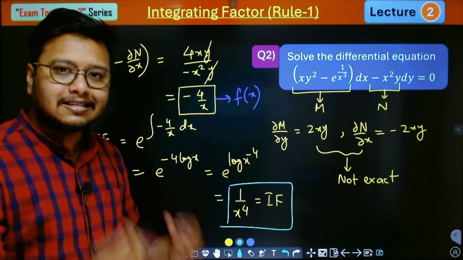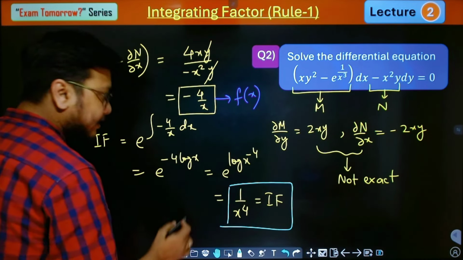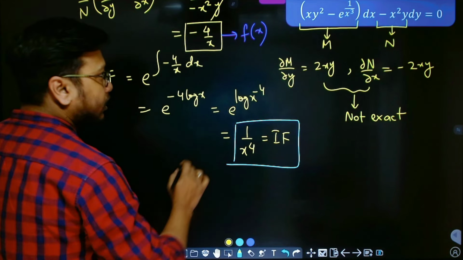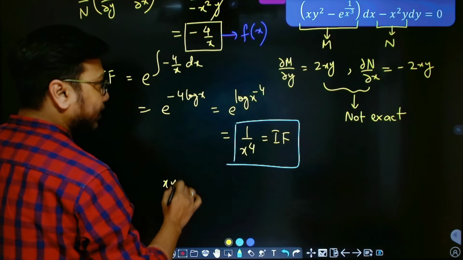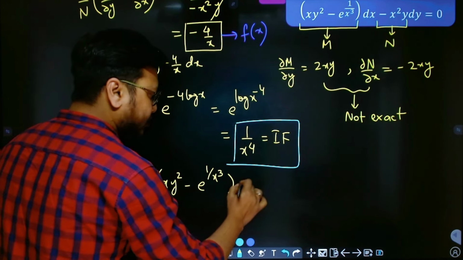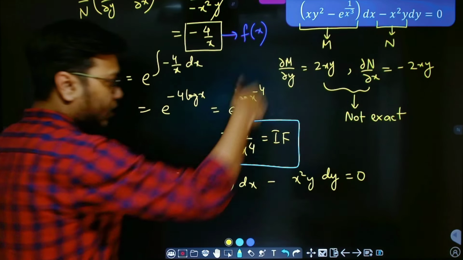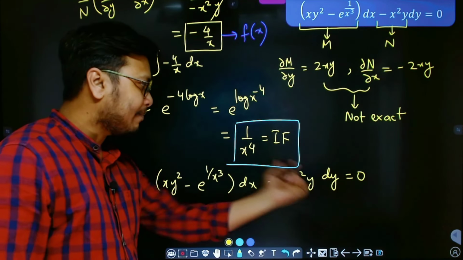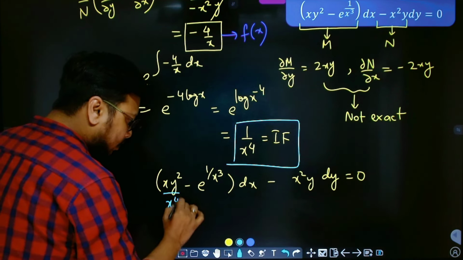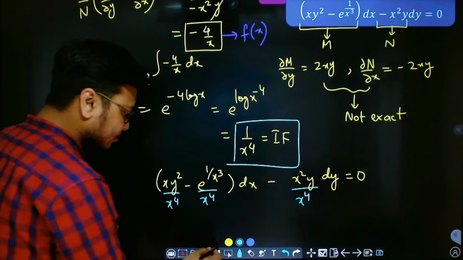So now again, same as before, we're going to multiply the integrating factor on both sides of the given differential equation. So if I multiply on both sides, I'll have (xy square minus e to the power 1 by x cube) dx minus x square y dy equals 0. So this is our original differential equation. I'm going to multiply both sides with 1 by x to the power 4. So I'm individually dividing each term by x to the power 4. That would make my calculation easier.